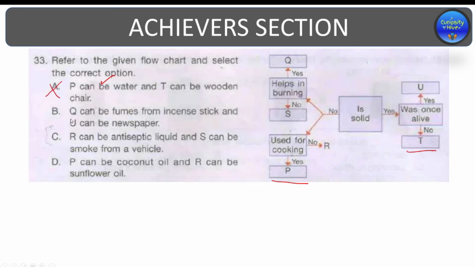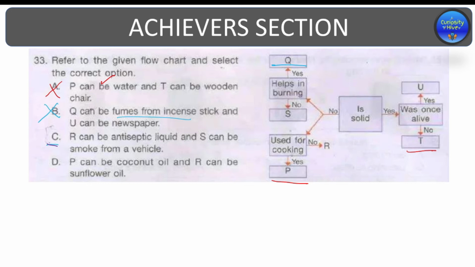Next, the Q. Q can be fumes from incense stick and U can be a newspaper. My Q is here. Now, incense stick. So, solid? No. Helps in burning? Yes. Well, fumes from incense stick do not help you to burn. Let's go to the C statements.